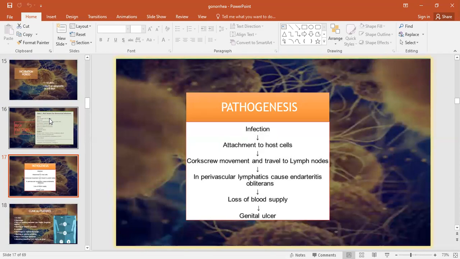Pathogenesis. The agent attaches to the host cells and, with pilus movement, travels through the lymph nodes in the perivascular lymphatics, causing endarteritis obliterans, loss of blood supply, and damage to the genital cells.